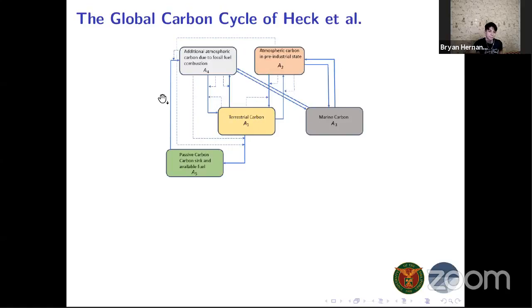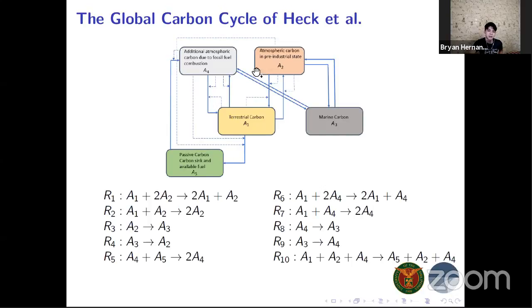Now, the corresponding CRN. Let's just take, for example, this particular interaction, A2 to A3. You have a mass transfer. So atmospheric carbon is being transferred to marine carbon. So A2 to A3 corresponds to this reaction. And then let's consider the one with the dashed line, in particular A1 to A2. So this is a regulation. You're going to see that both in the reactant and the product. So you're going to have A1 plus A2 to A2 plus A2, or A1 plus A2 to A2. So this is the corresponding reaction for that interaction.